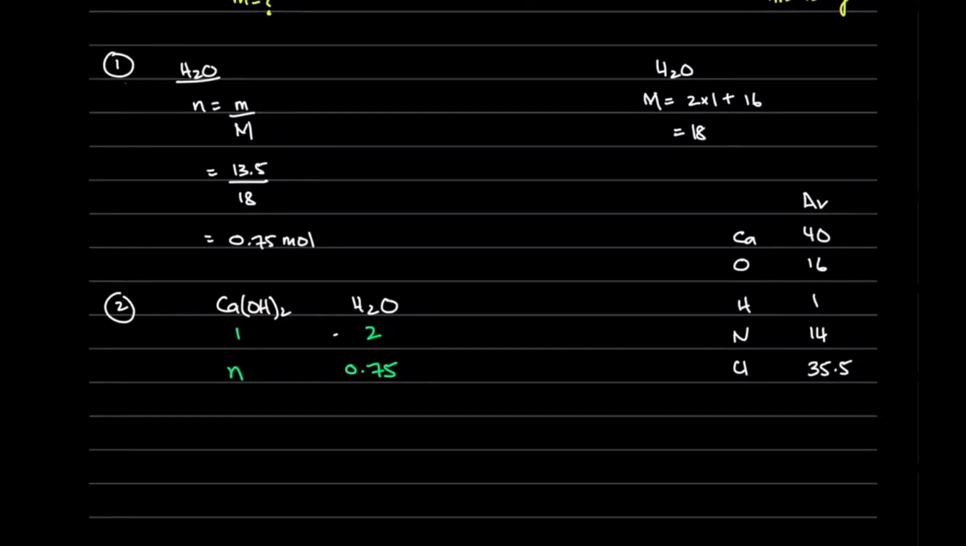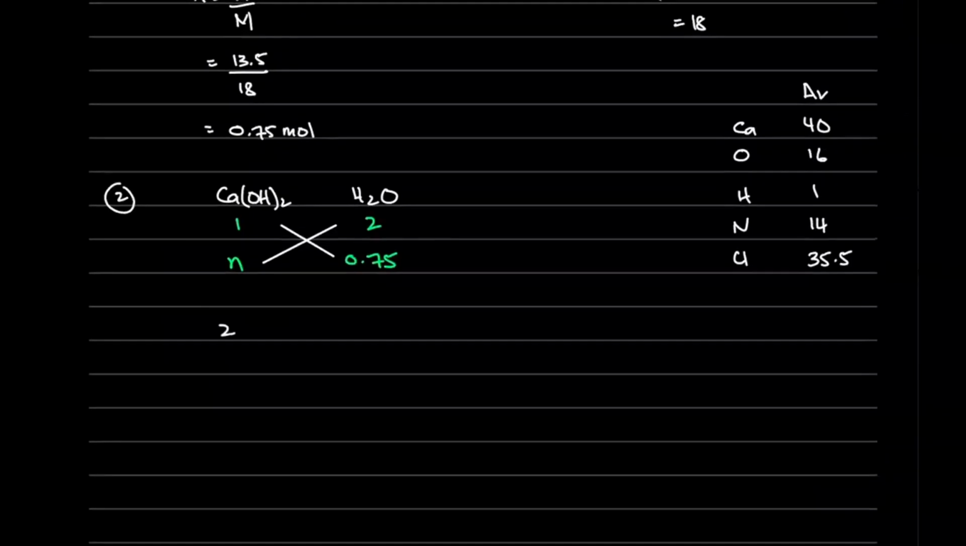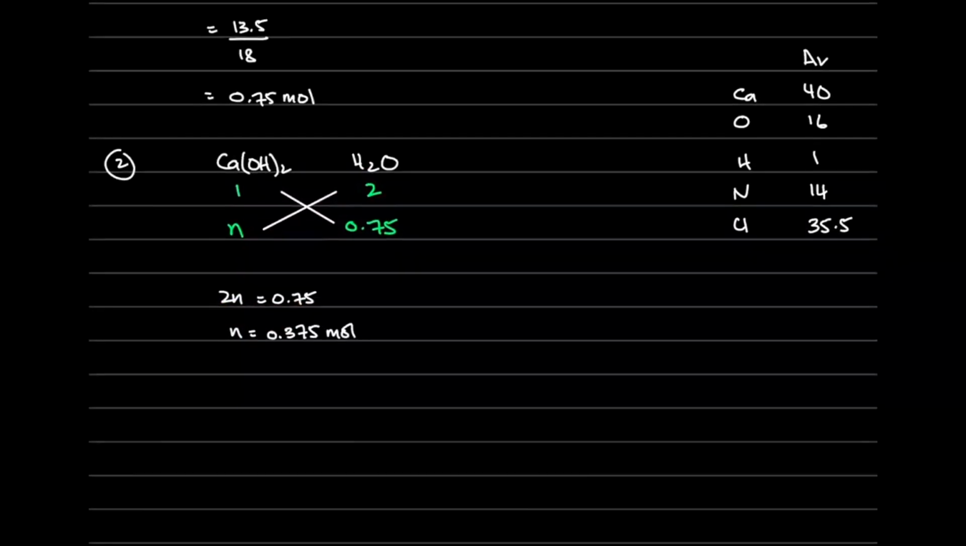Again, just cross multiply. So if we cross multiply, we get 2 times N is equal to 0.75. So N is equal to 0.375 moles. Okay, again, just cross multiply. 2 times N is equal to 0.75, and then N is just divide by 2, right? Divide by 2 over here. Take that to the other side, and then you get 0.375. Just divide 2 on both sides.